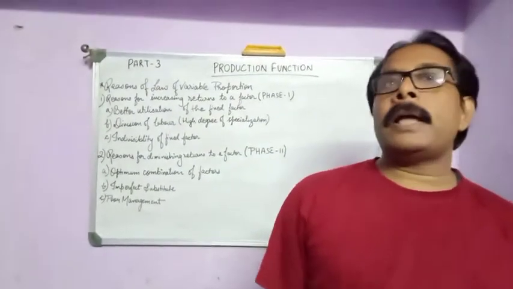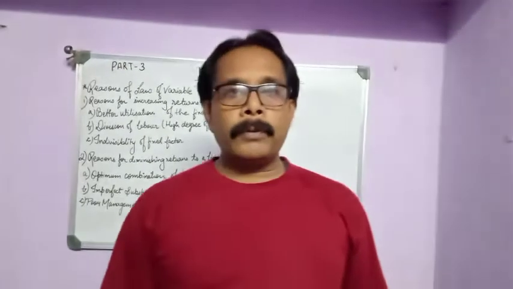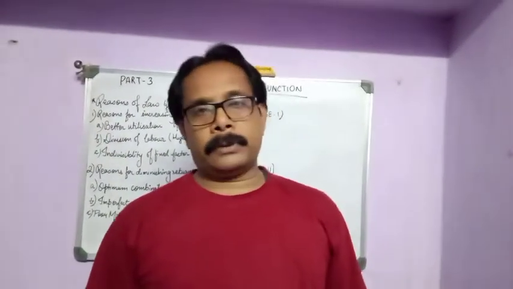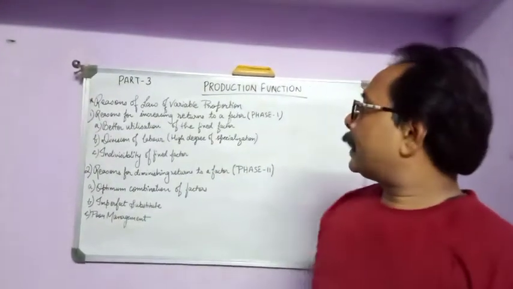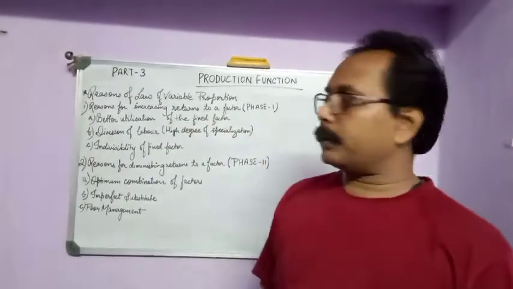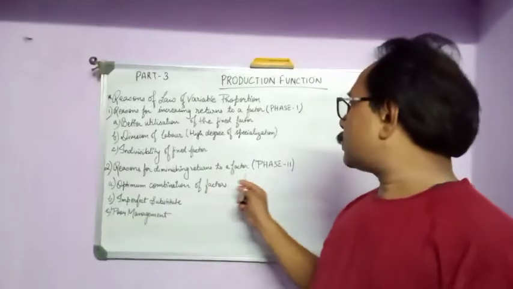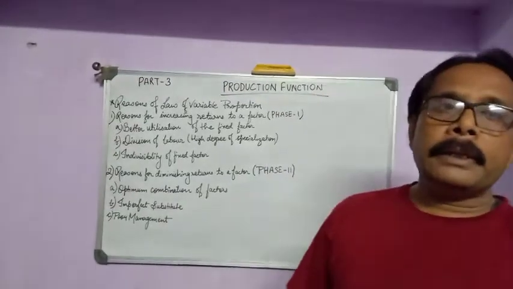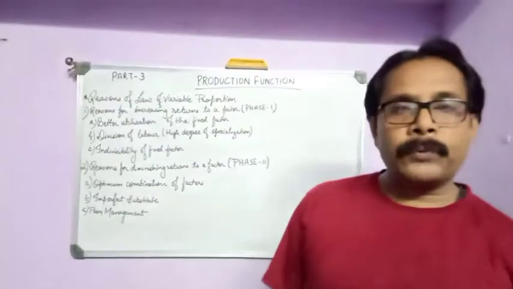In the second video I have discussed the three phases of the law of returns to a factor. In the first phase, that is known as increasing returns to a factor. In the second phase, that is the diminishing returns to a factor, and in the third phase, that is known as negative returns to a factor.